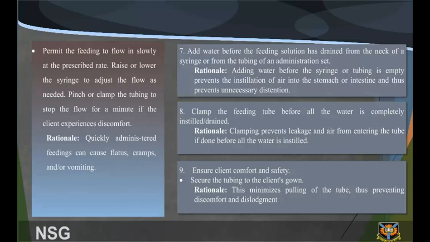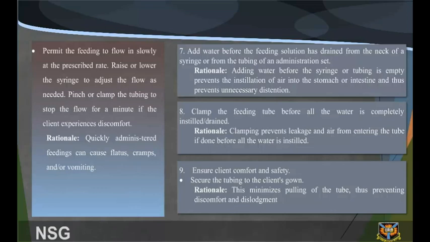7. Add water before the feeding solution has drained from the neck of a syringe and from the tubing of an administration set. Rationale: adding water before the syringe or tubing is empty prevents the instillation of air into the stomach or intestine and thus prevents unnecessary distension. Clamp the feeding tube before all the water is completely instilled or drained. Clamping prevents leakage and air from entering the tube if done before all the water is instilled.